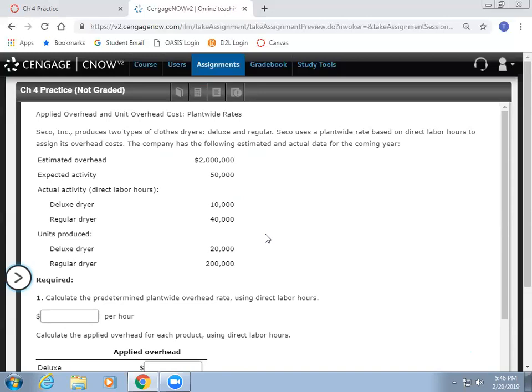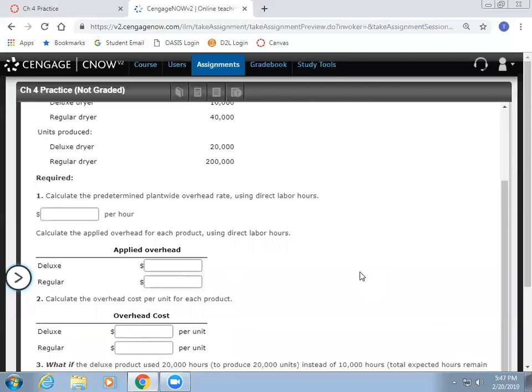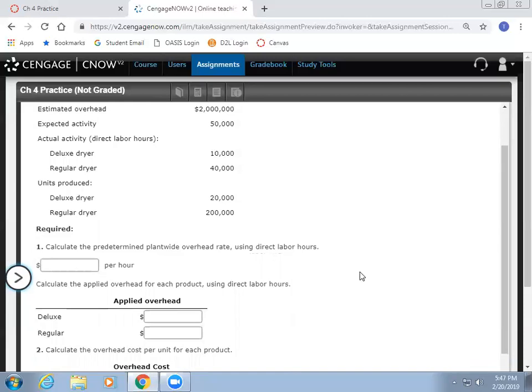So Seiko produces two types of dryers, deluxe and regular. They use a plant-wide rate based on direct labor hours to assign overhead costs. So it gives us estimated overhead for the year is $2 million. Expected activity is 50,000 direct labor hours. And then the actual direct labor hours and the actual units produced for both the deluxe and the regular. So it says calculate the predetermined plant-wide overhead rate using direct labor hours.